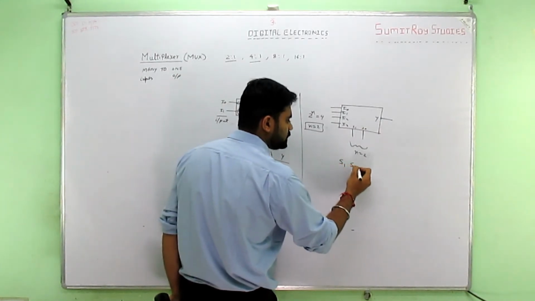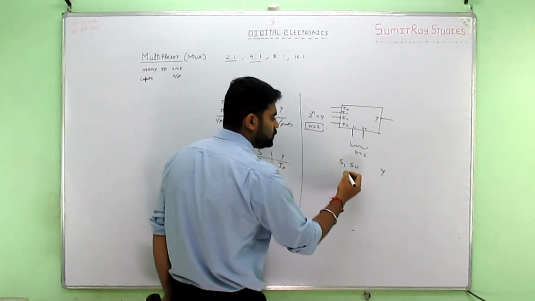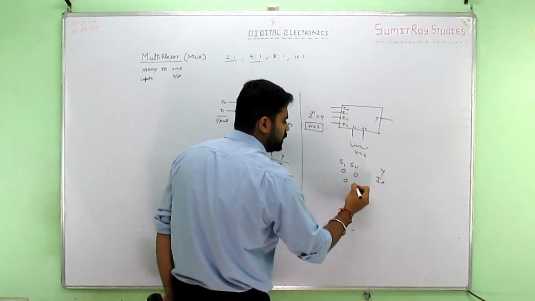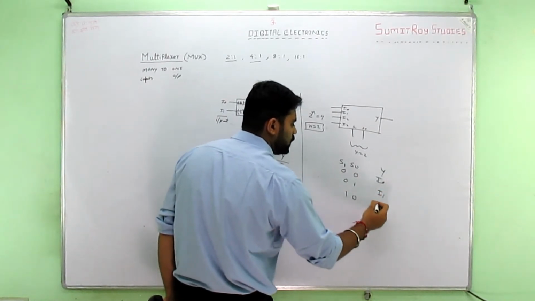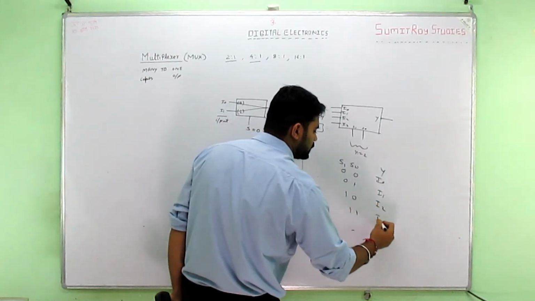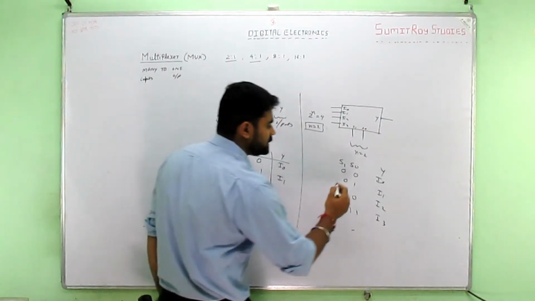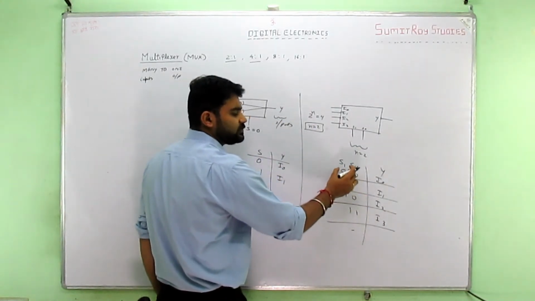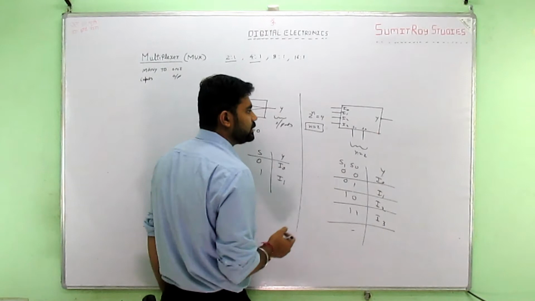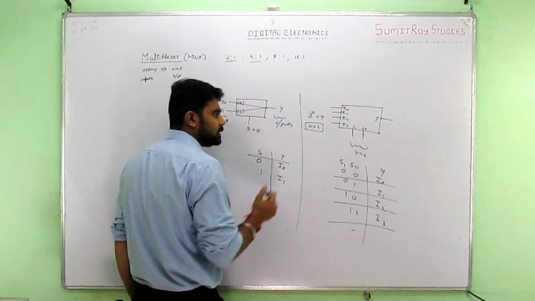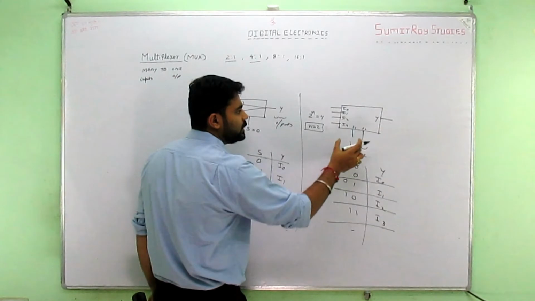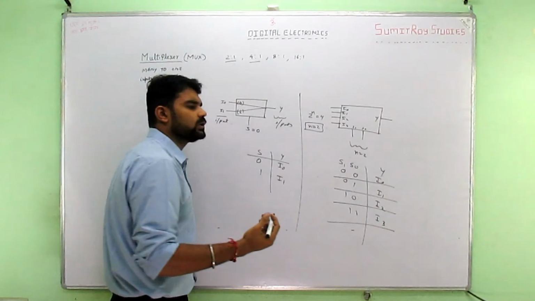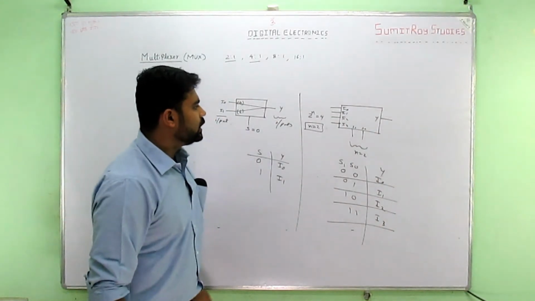For instance, if S1 S0 is 0 0, I0 will be chosen, for 0 1, I1 will be chosen, for 1 0, I2 will be chosen, and for 1 1, I3 will be chosen. So this is the basis of selection. Based on the values of S1 and S0, we get the value of Y. The same goes for an 8:1 multiplexer, for a 16:1 multiplexer, and so on.